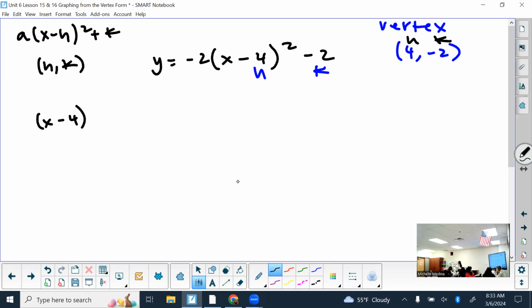Okay, so I'm going to write another one up there. This -2 doesn't affect it. I mean, it does, it will open downward and it'll make it more narrow, but that has nothing to do with the vertex if there's a number in front of the X squared. But here's another example.